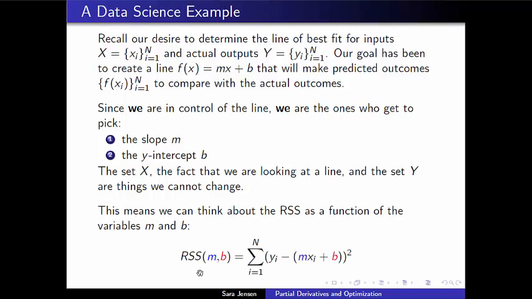Remembering back to what that residual sum of squares function is, if we now think of that residual sum of squares as a function of the variables M and B, that I've color-coded to match with our previous examples, we have that this function, as a function of M and B, is given by this equation. Each one of these little individual y sub i actual outputs minus predicted outputs, m x sub i plus b. We take that quantity and square it so that we don't have to worry about any negative values. Then we sum up all of those squared residuals to get our residual sum of squares model.